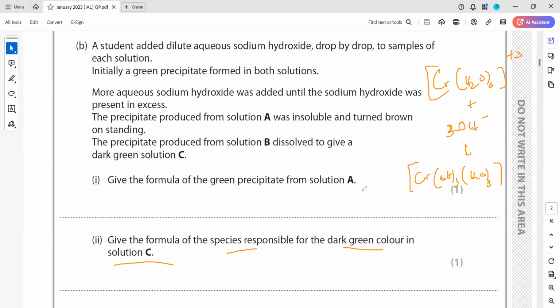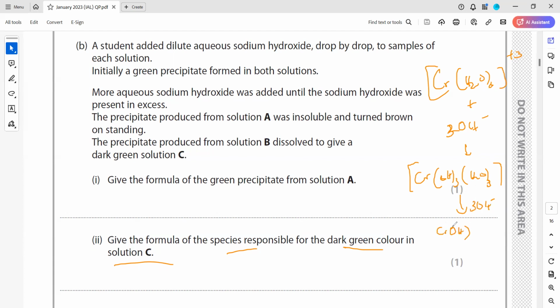This will form the precipitate. But then in excess, like we add more than enough. Because some of the hydroxides are amphoteric, it means they can react with base as well as acid, both of them. So chromium hydroxide is amphoteric. As a result, if we add more hydroxide ions, there will be another reaction, again an acid-base reaction.